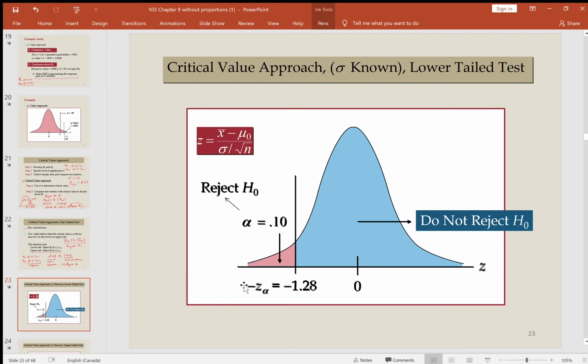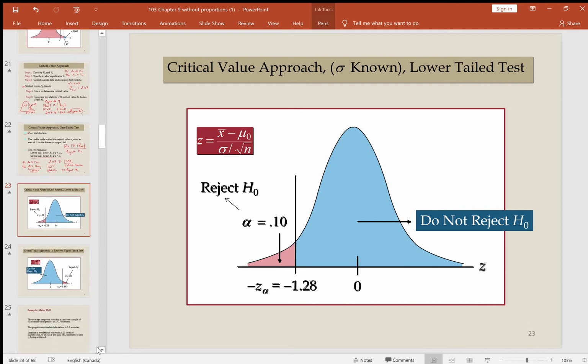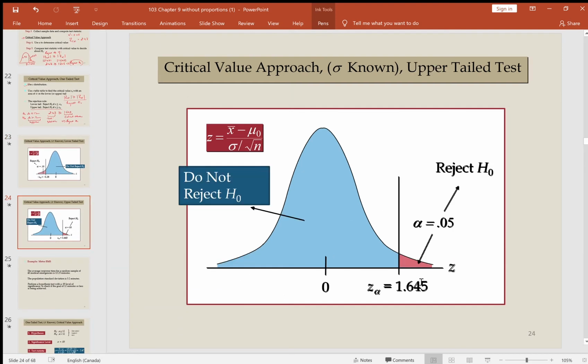If you are on the lower side, you reject the null in case z is less than z alpha. This is called the rejection region. The red is called the rejection region, and blue is the area where you don't reject the null. So you only reject the null if your calculated value is more extreme than the value that you get from the table. This is on the upper tail side, and again, the red region is the rejection region and the blue is the non-rejection region.